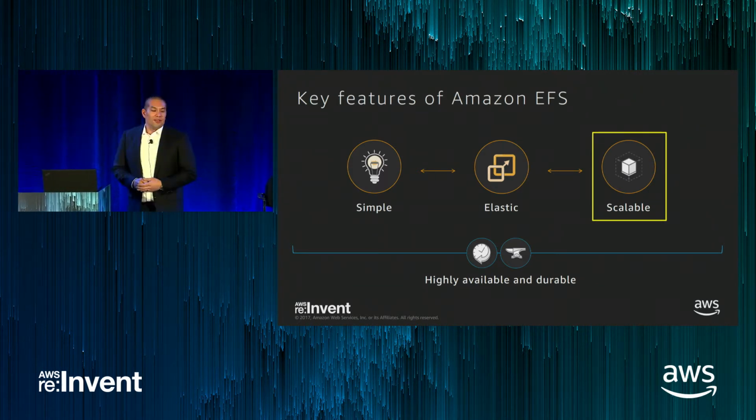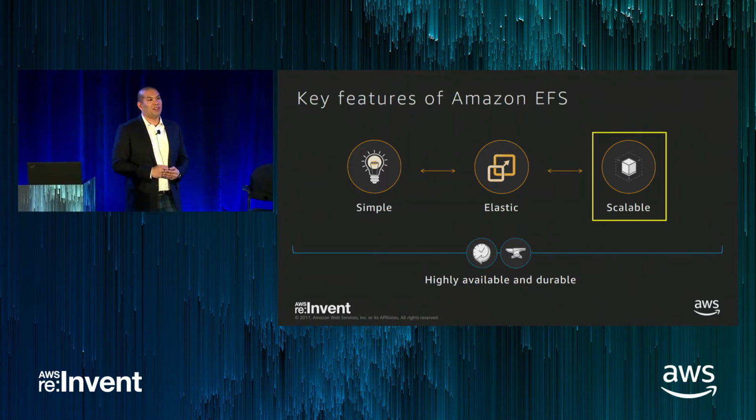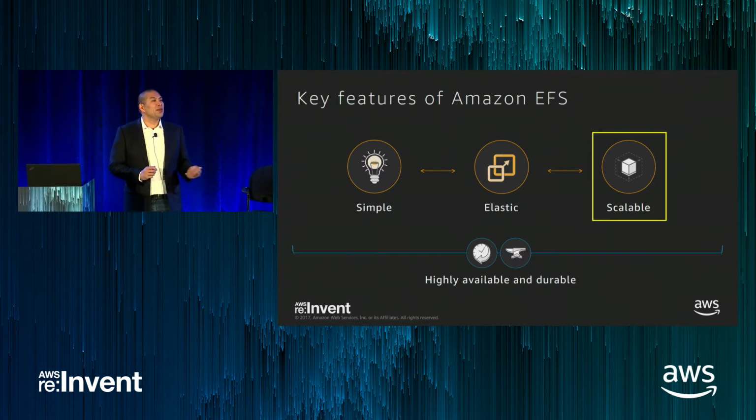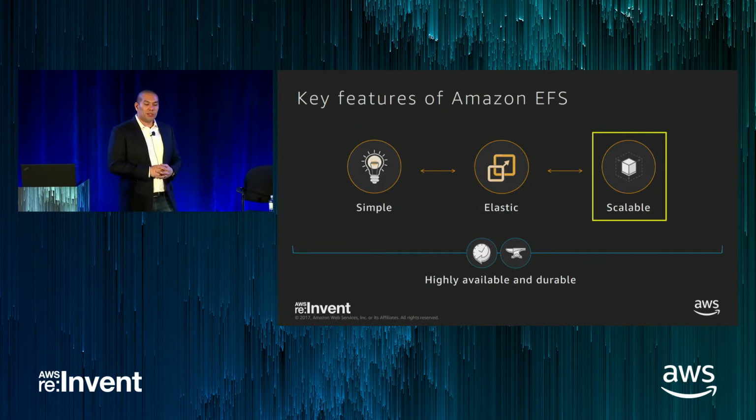Scale-wise, file systems can grow to petabytes of capacity. Your throughput scales automatically as your file systems grow and supports consistent low latencies regardless of your file system size. Your EFS file system also supports thousands of concurrent NFS connections.